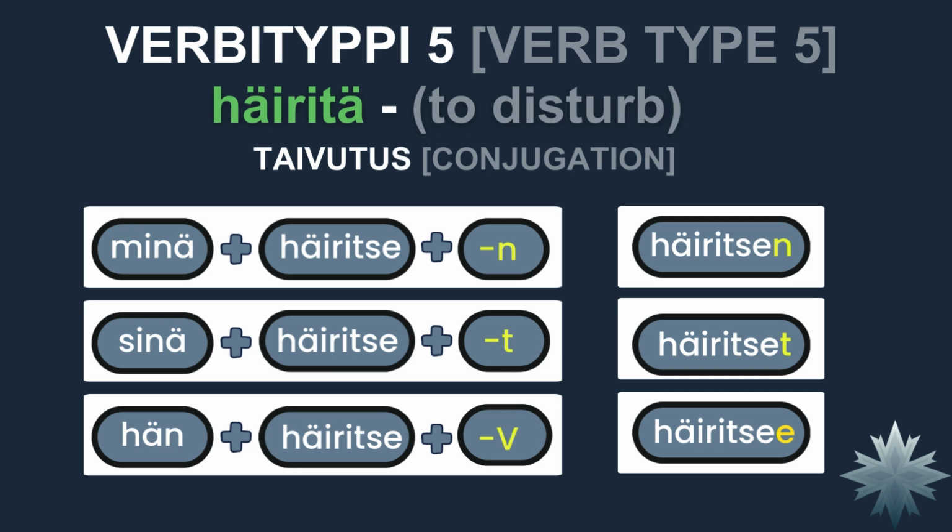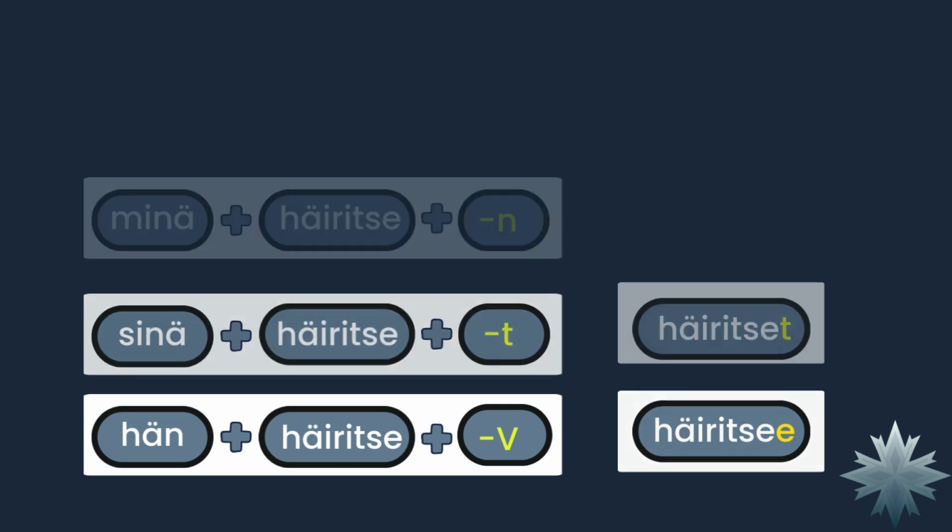Similarly, sinä häiritset, you disturb. Hän häiritsee, here you double the vowel. Häiritsee means he or she disturbs.